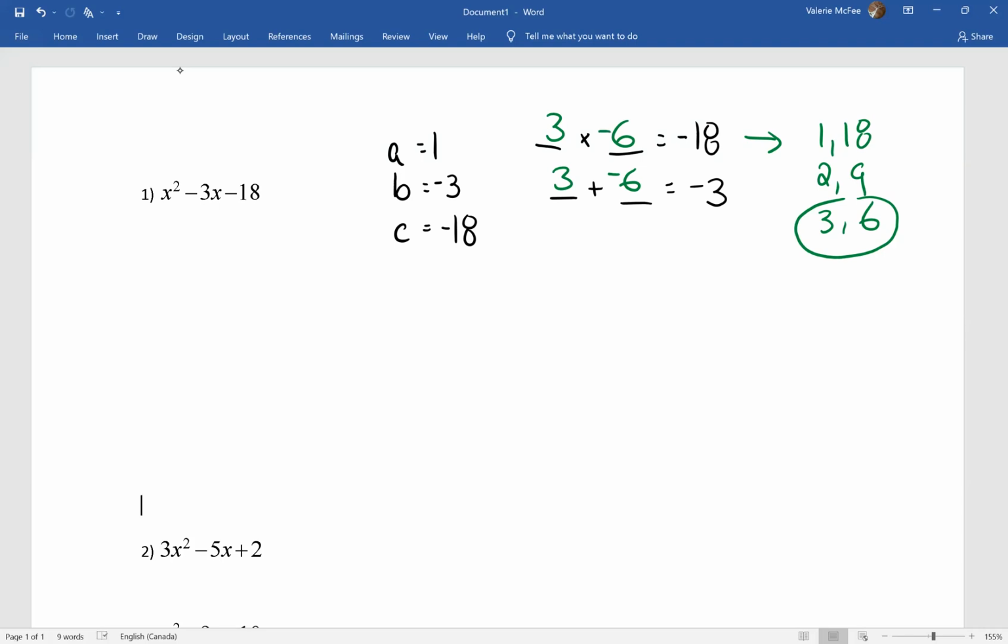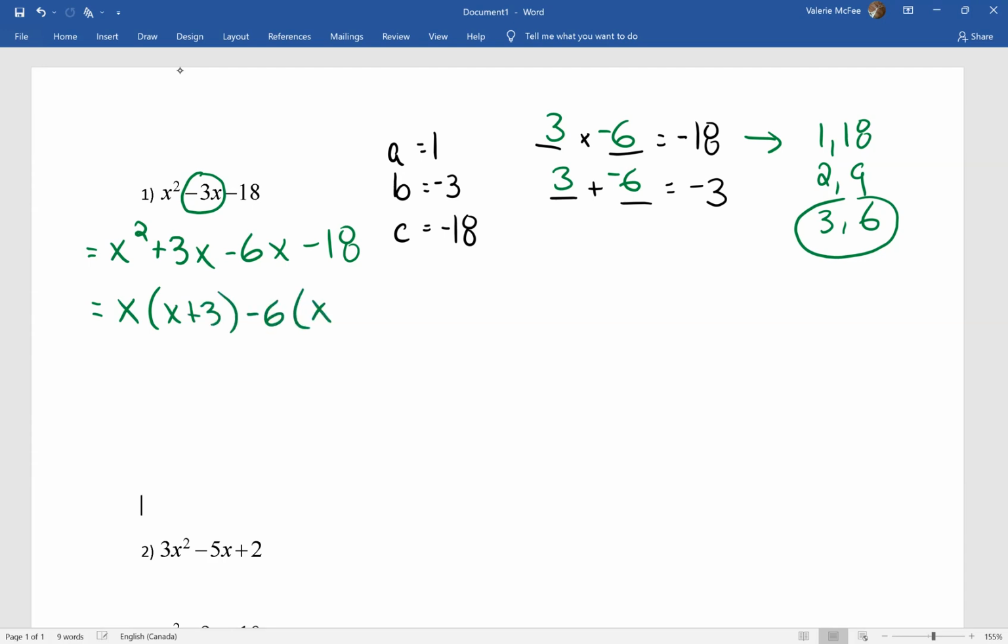Now we can use those numbers to rewrite the middle term. Plus 3x minus 6x minus 18. Factor by grouping. X is common. Negative 6 is common. So we have x plus 3 times x minus 6.